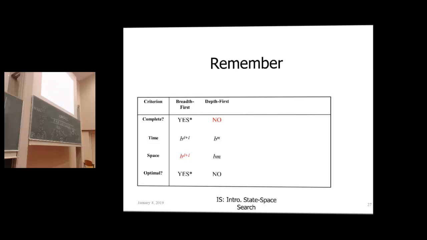So here's the summary of the algorithms. Actually, I cheated a little bit. Breadth first can also be incomplete. I think we didn't even talk about it. Breadth first could have a problem if you have infinitely many choices to make, and then it's obviously impossible to find the right solution.